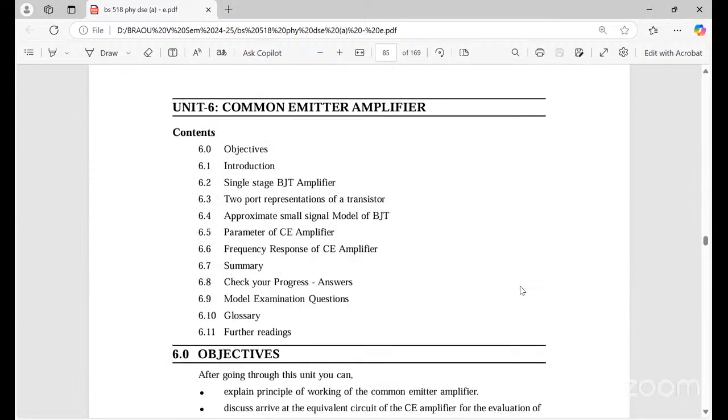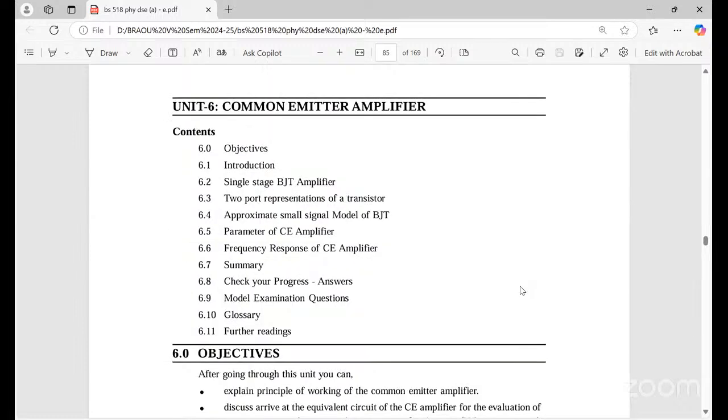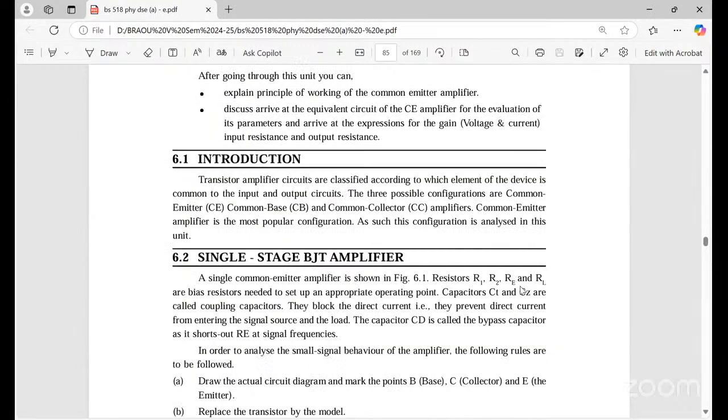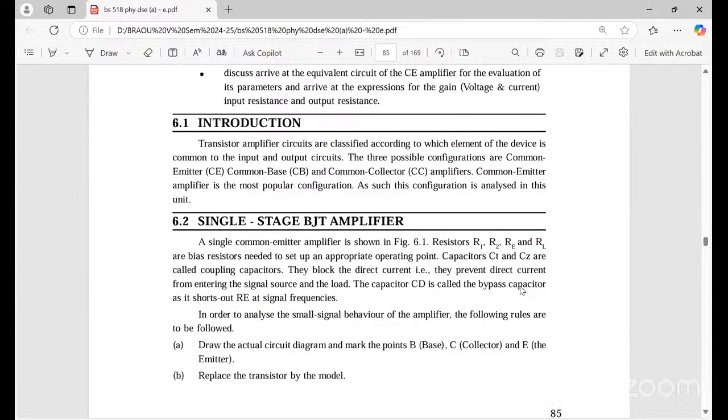Next is the common emitter amplifier. Transistor amplifier circuits are classified according to the element of the device common to the input and output circuits. The three possible configurations are common emitter, common base, and common collector.